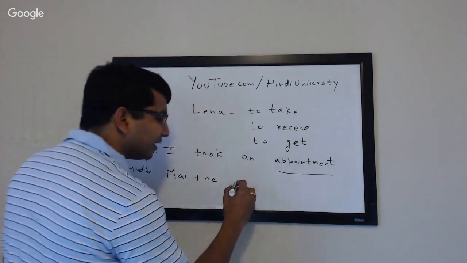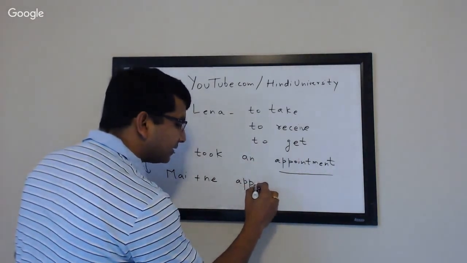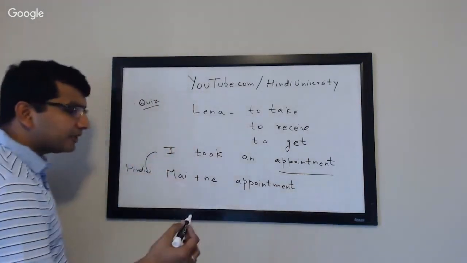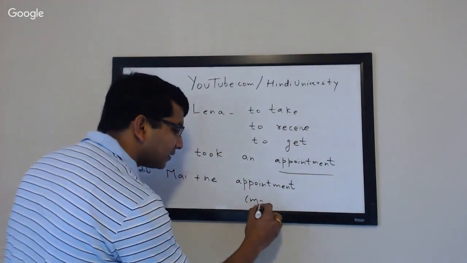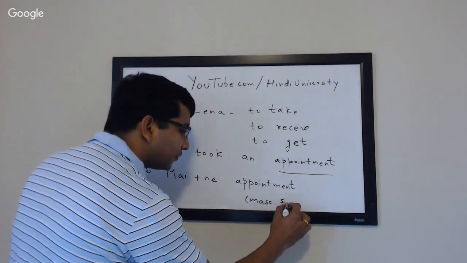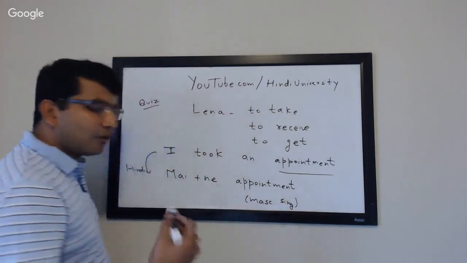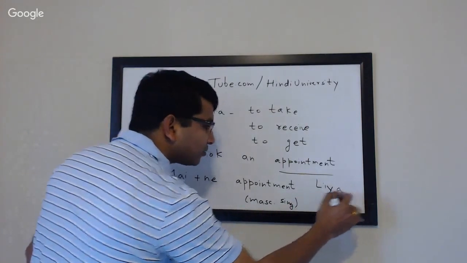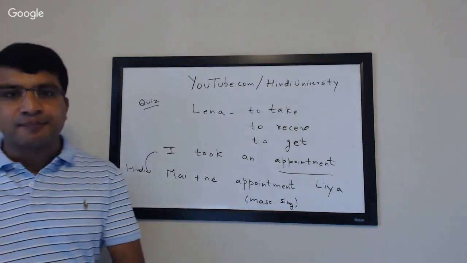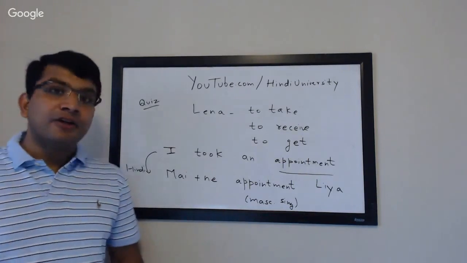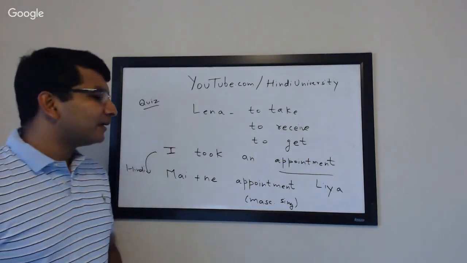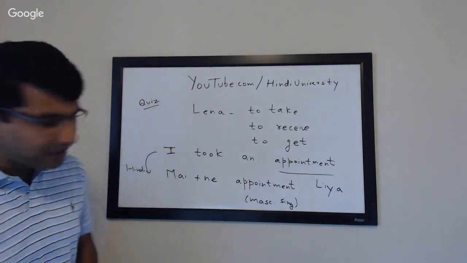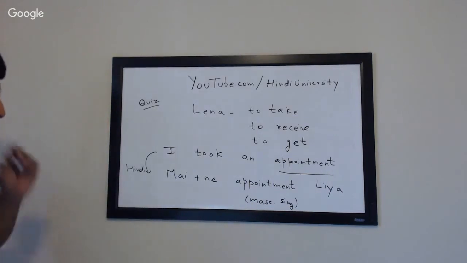Okay. And then you're saying appointment as it is. I'm going to keep it simple. And then because appointment is masculine singular, if you go back to our table, the form of the Lena you'll be using is Liya, right? So you'll be saying मैंने appointment लिया, okay? You can say मैंने doctor का appointment लिया, or मैंने classroom का appointment लिया, or मैंने any appointment, right? Or tax का appointment लिया, right?